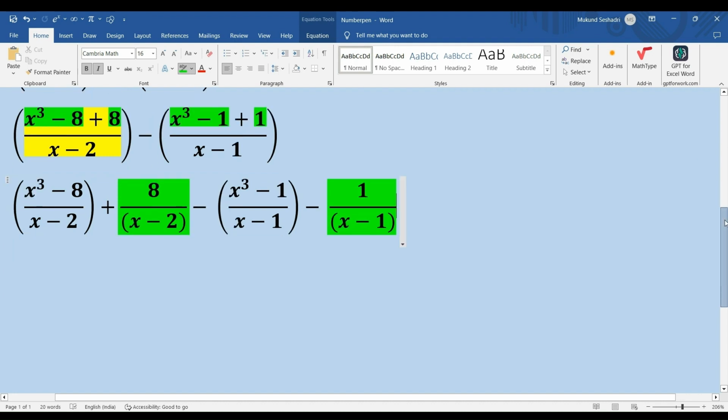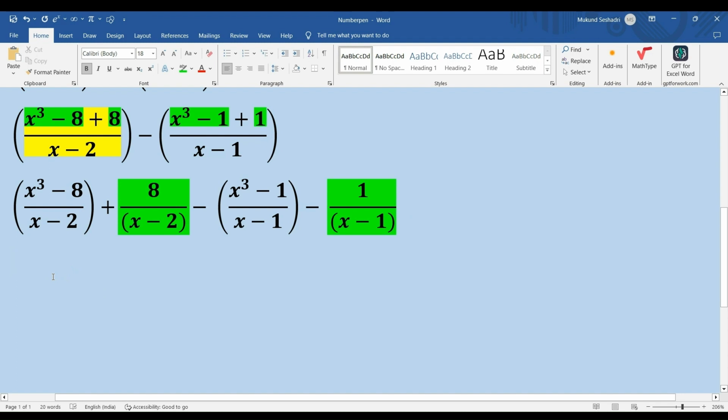So I'm highlighting those two expressions in green. And then I'm left with these two expressions, (x³ − 8)/(x − 2) and (x³ − 1)/(x − 1), right? So what's the job in hand? The job in hand is to eliminate the x − 2 in the denominator and simplify this expression, right?